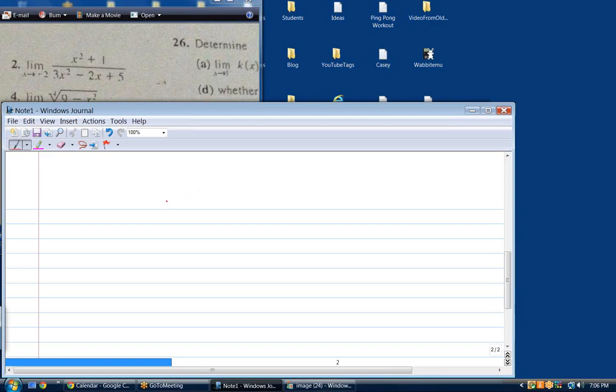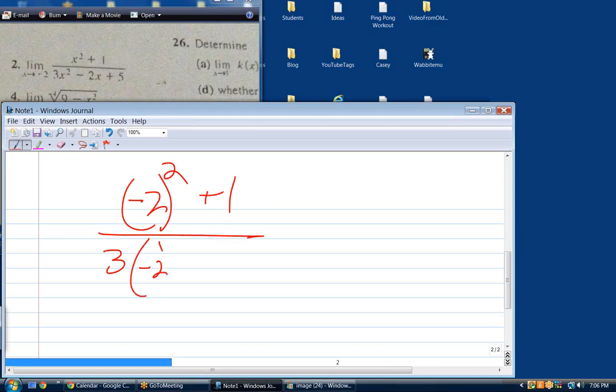We don't need to factor it. In other words, we can just plug in the numbers for x, and we'll have our answer. So, how should I write it? Negative 2 squared plus 1 over 3 times negative 2 squared minus 2 times negative 2 plus 5.